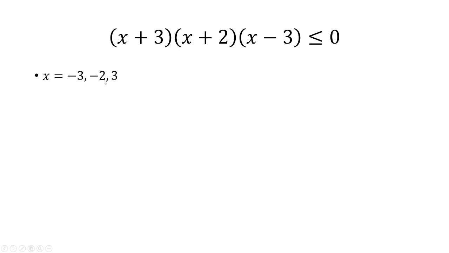Now we have the zeros for this function, so let's draw a number line. And we want to pick values first to the left of negative 3, so let's say negative 4. Between negative 3 and negative 2, say negative 2.5. Between negative 2 and 3, say 0. And then to the right of 3, say 4. And let's evaluate the function at these x values.